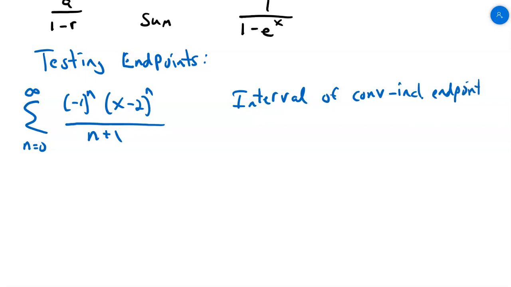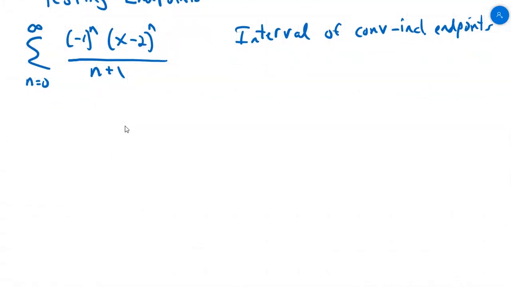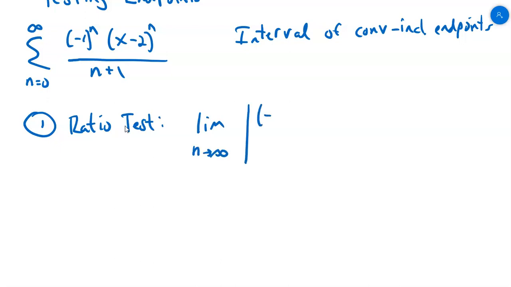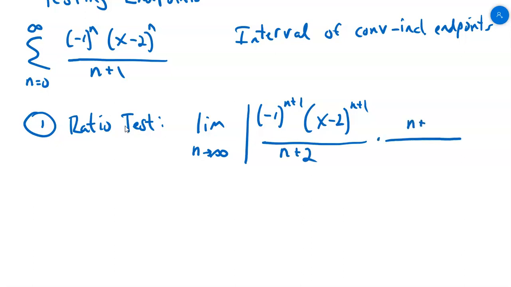All right, last few times we sort of ignored the endpoints. This time I want to include the endpoints. So this process for including the endpoints starts the same way as the other ones. Start with the ratio test. So let's take the limit as n approaches infinity of the absolute value of (-1)^(n+1) (x - 2)^(n+1) over n + 2 down the bottom. Let's multiply by the reciprocal of the original function, so I get (-1)^n (x - 2)^n, and I want that to be less than 1.